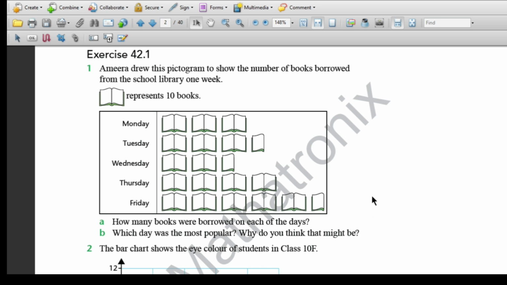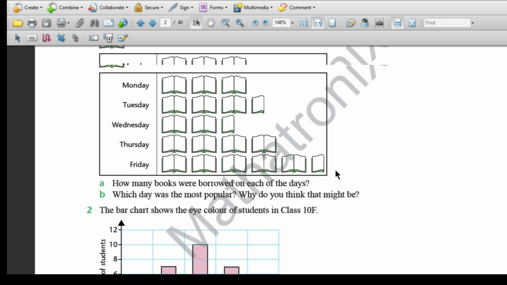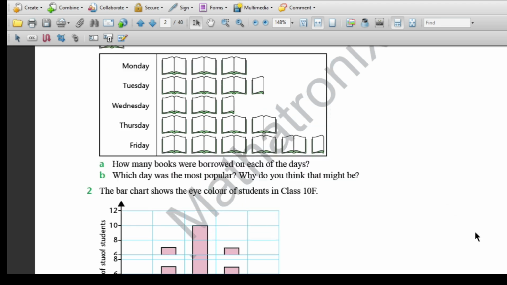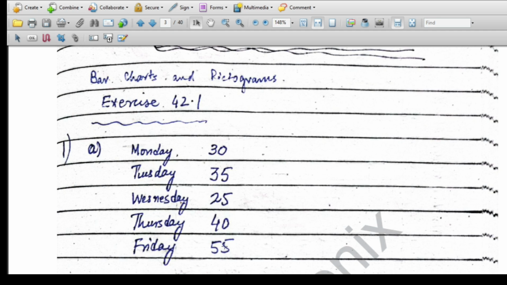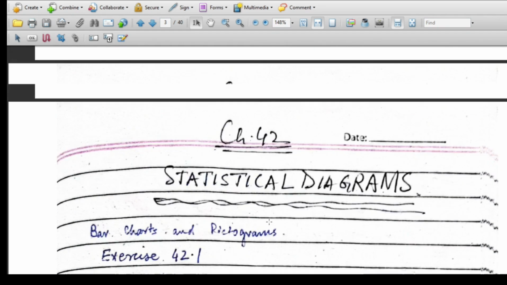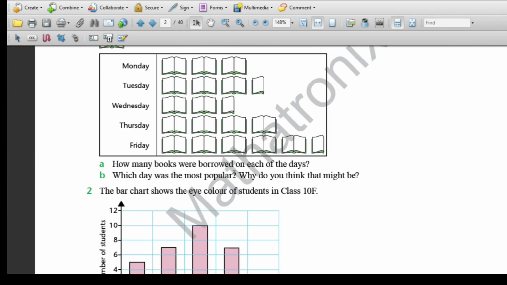So how many books were borrowed on each day? On each day this is 30, 35, 25, 40, and on Friday 55. Which day was the most popular? Friday, because it was the weekend, and 55 books were borrowed.